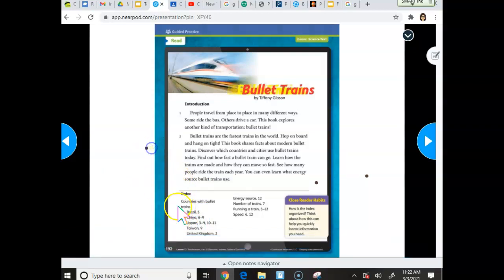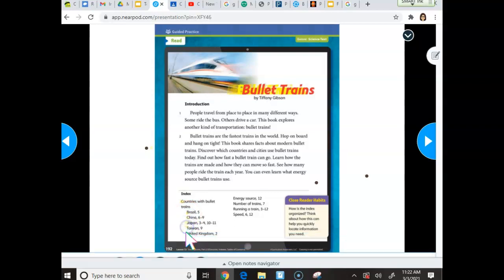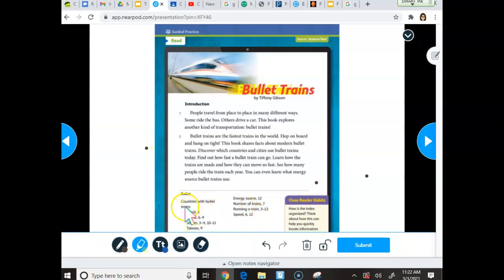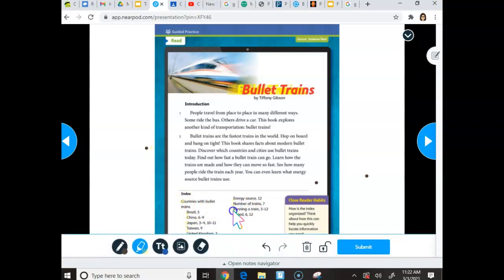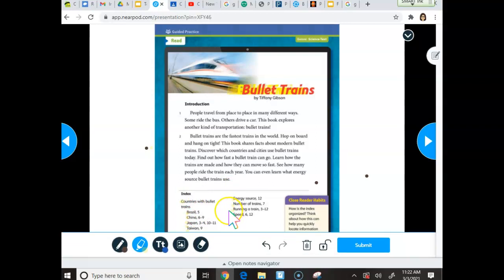Something lighter. So we have C for countries, countries with trains, and then the countries are in ABC order. Brazil is a B, China's a C, J, T, and then U for United Kingdom. All right, so after C, energy source, number of trains, running a train, and speed. So it's in ABC order, so you can easily look up what you're looking for.